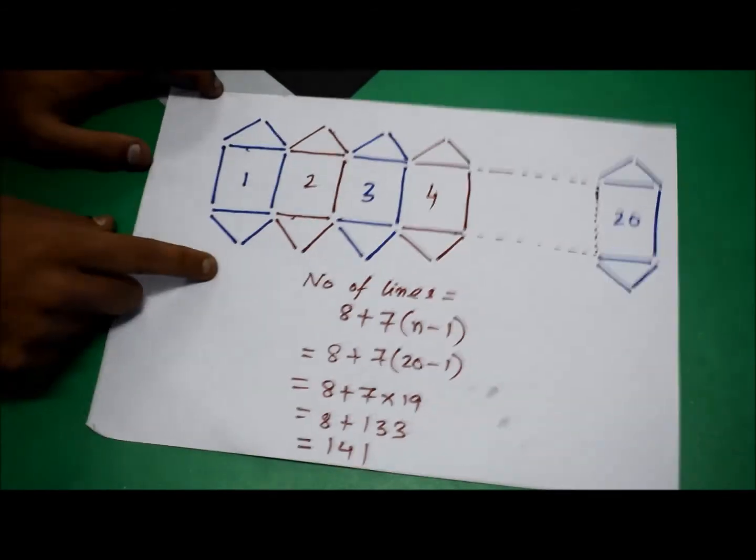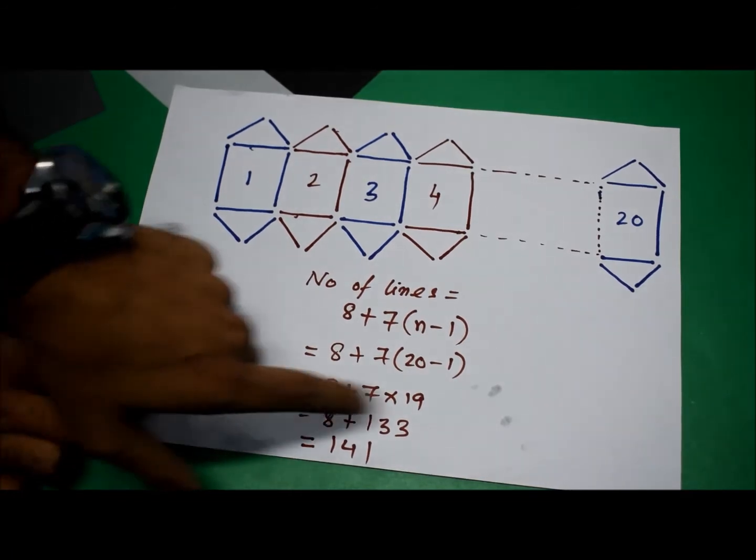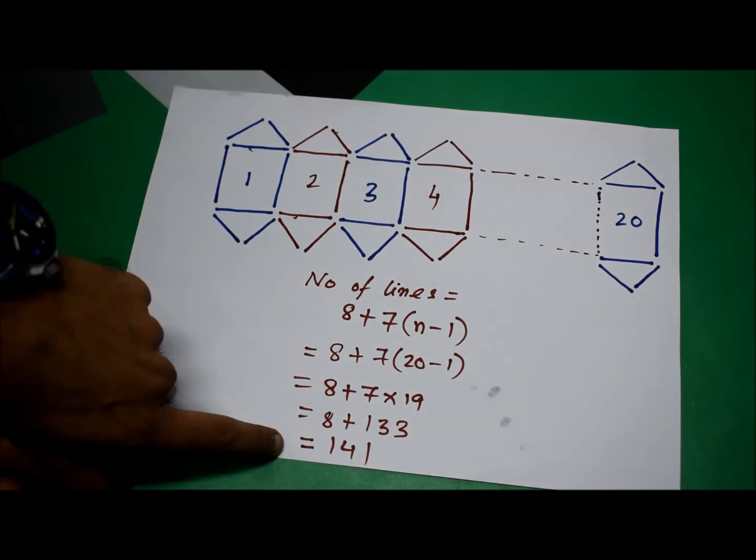In case of 20, we can do the same thing. We can put the value 20 here, and if we calculate for it, we will get the total number of lines present here as 141.